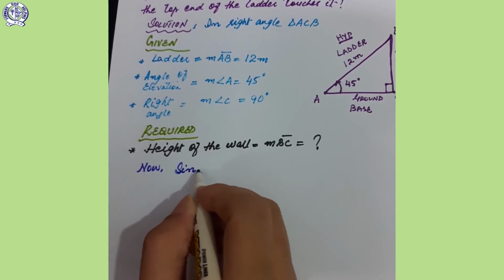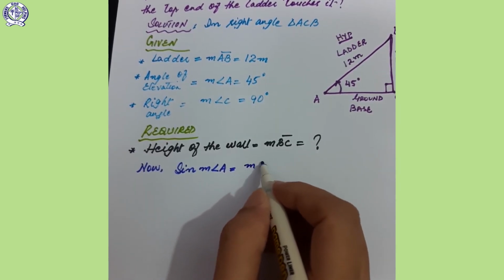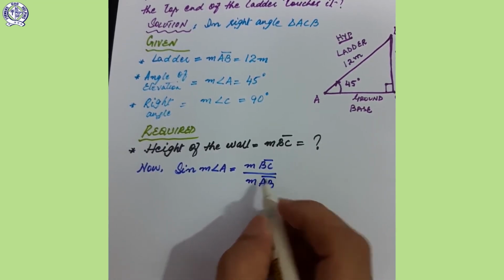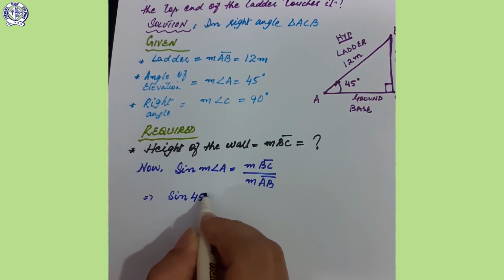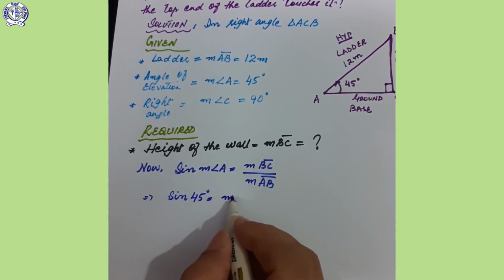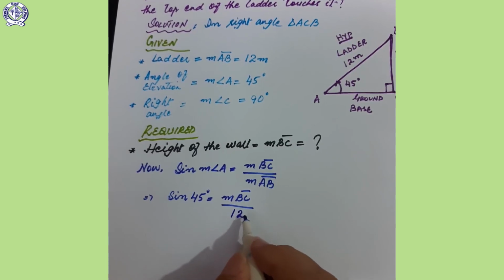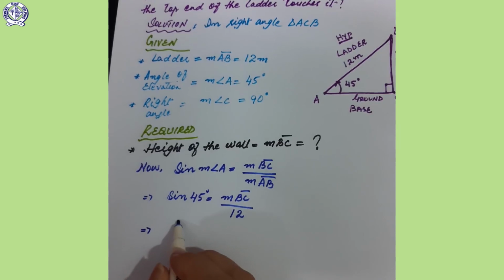Sine angle A, instead of theta we will write angle A. Sine is perpendicular upon hypotenuse, so perpendicular is BC upon hypotenuse is AB. So we will write sine angle A, which is 45 degree, equals to BC, which is unknown, so we will write BC as it is, divided by value of AB is 12 meters, so 12. Now put the value of sine 45. So sine 45 is 1 upon root 2. So you have to learn this value, 1 upon root 2, equals to BC upon 12.